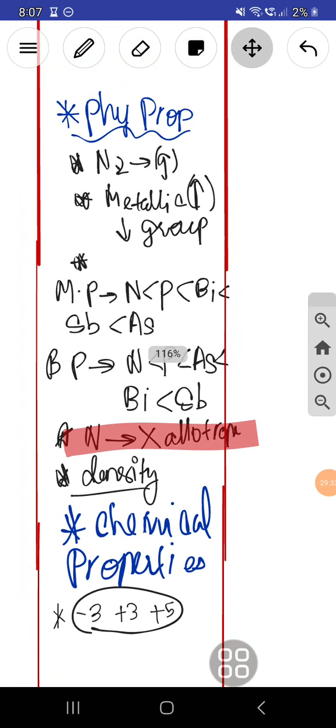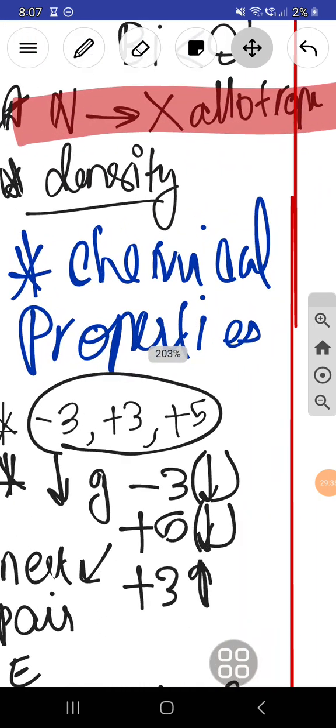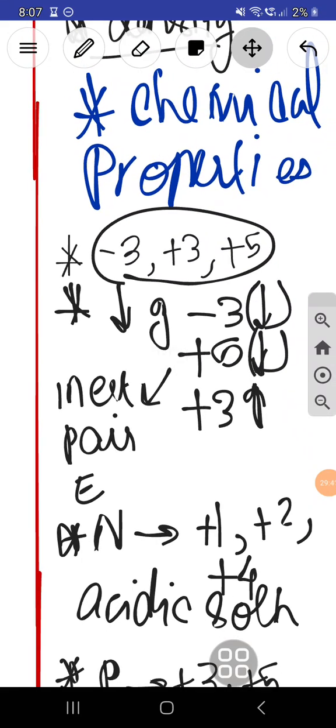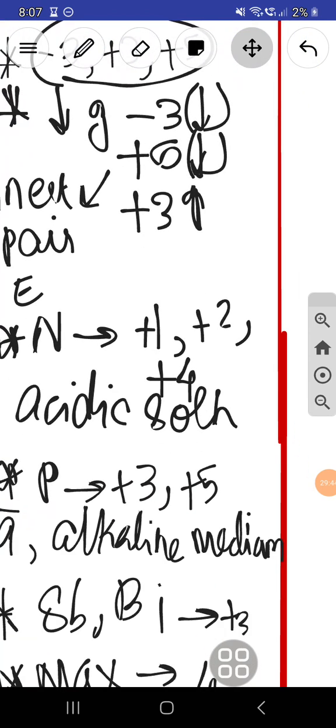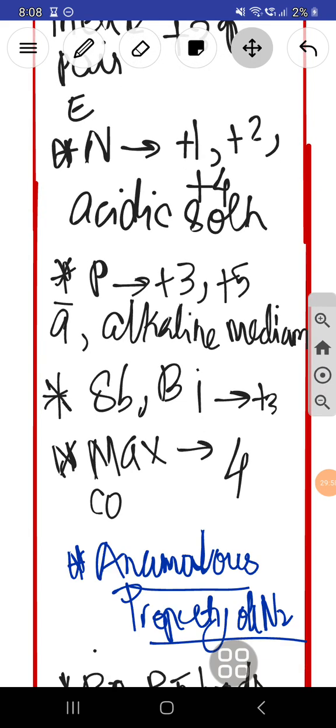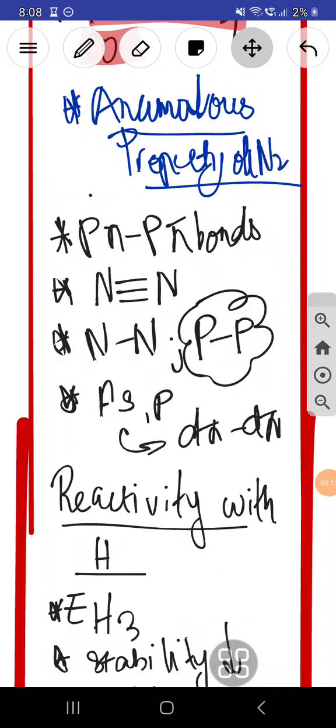Next we learned about the chemical property. In chemical property we learned about its common oxidation states. Then due to the inert pair effect, the stability of each oxidation state. Nitrogen shows +1, +2 and +4 with oxygen, and from that it is acidic in solution. Then Sb and Bi are especially stable in +3 because of disproportionation. This is very, very important. Maximum covalency of nitrogen is 4 because of its small size. And because of all these exceptions, nitrogen shows some anomalous properties which we separately learned.